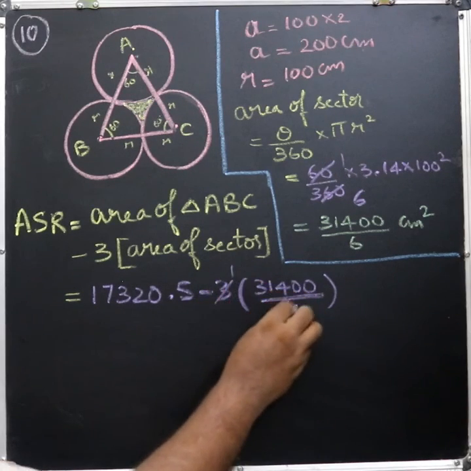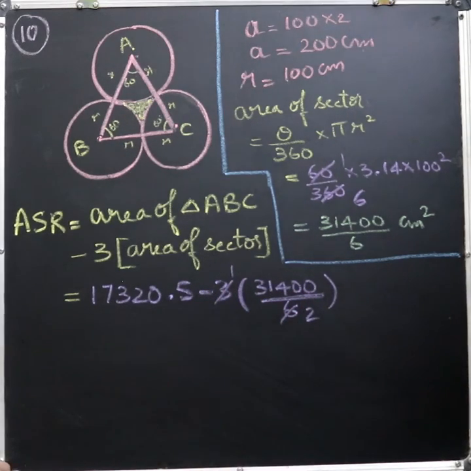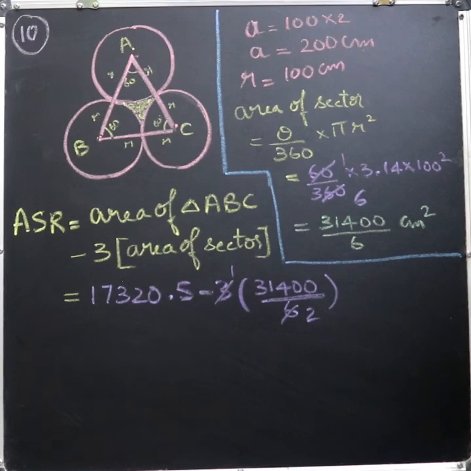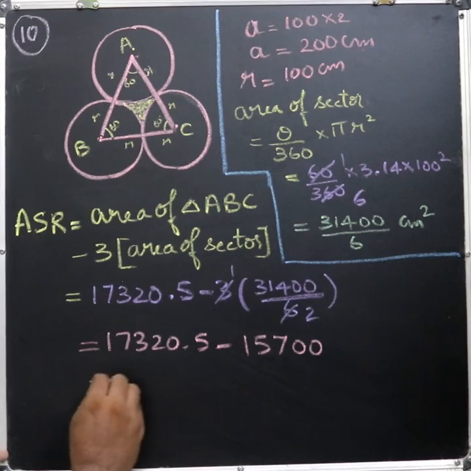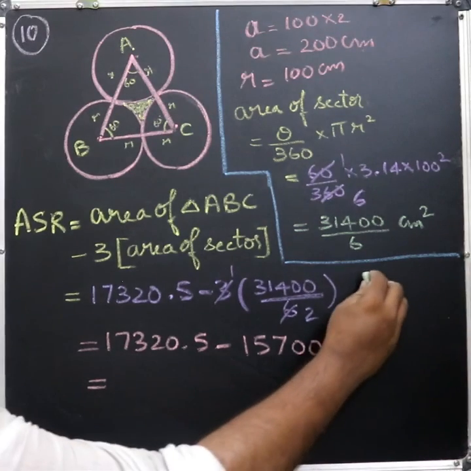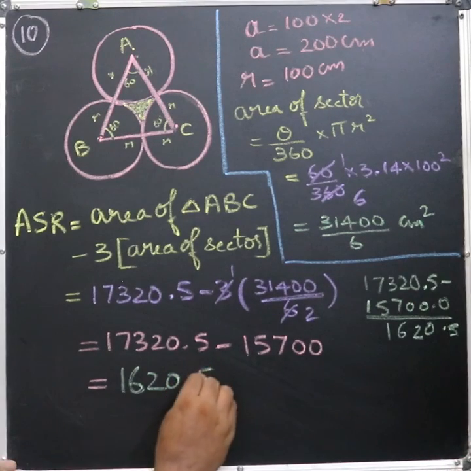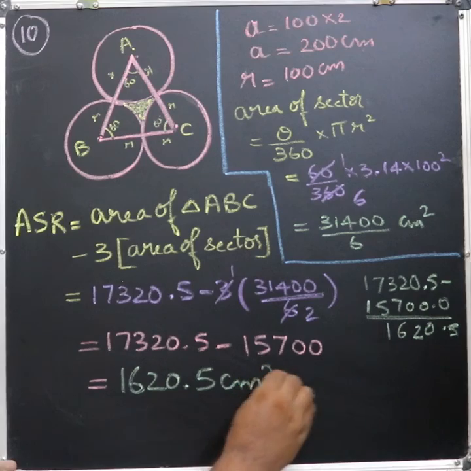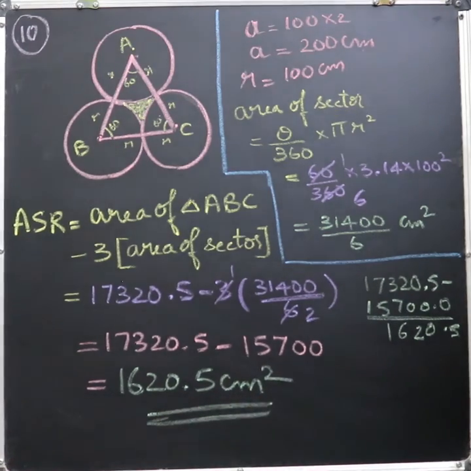Now 1 time, this is 2 times. So when you divide by 2, and when you subtract both of these, your final answer is going to be, we have 1 centimeter squared, and this is the area of the shaded region.